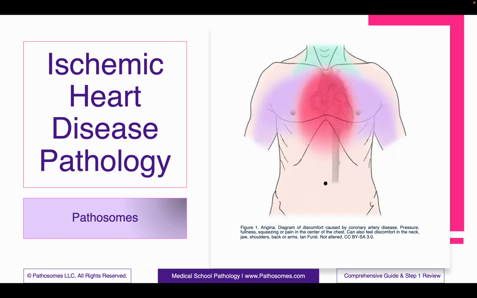What's going on in this image? It's a cartoon representing angina. Yeah. Do you know the differential diagnosis for this? STEMI, NSTEMI. Usually it's musculoskeletal pain. Have your radars up. We're going to be talking about this and much more in this presentation on Ischemic Heart Disease Pathology.